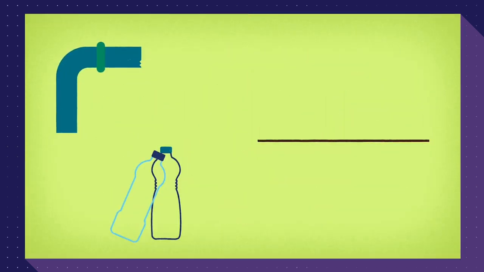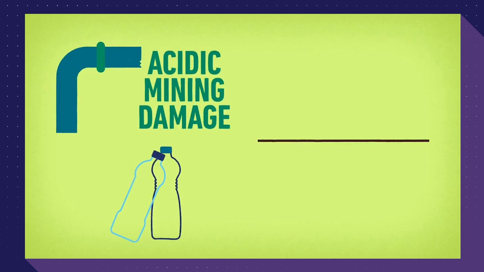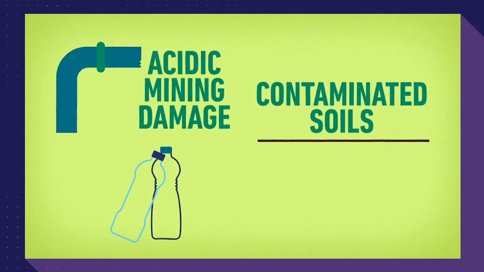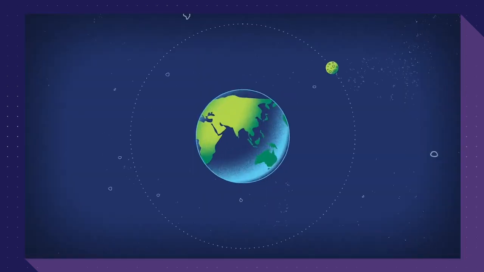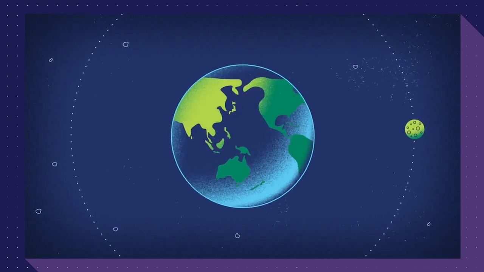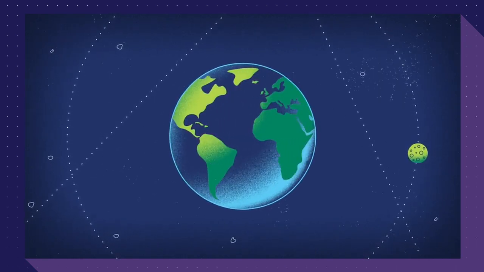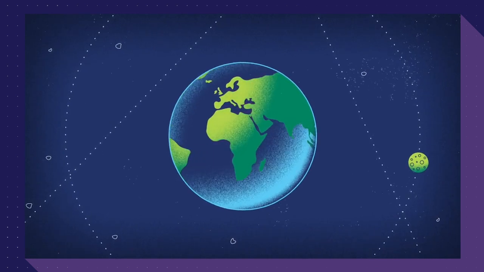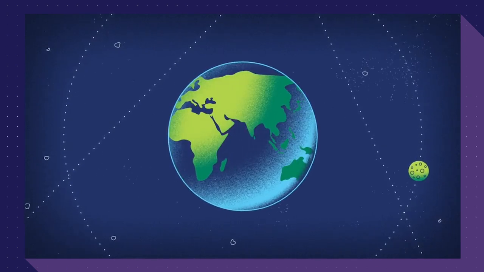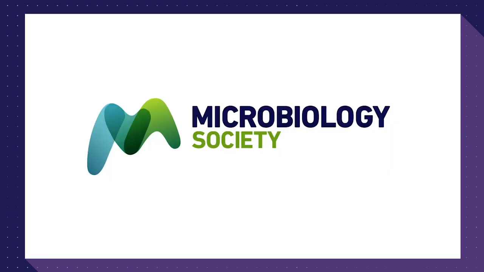As well as oil spills, bioremediation techniques can be used to clean up acidic mining damage, soils contaminated by heavy metals, and plastic pollution. At the moment, bioremediation techniques are slow, but with more research, it is hoped that we can optimize the techniques and make bioremediation the quickest, most sustainable way to make our planet cleaner.